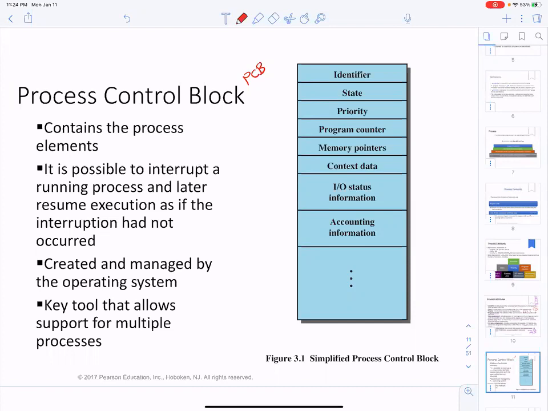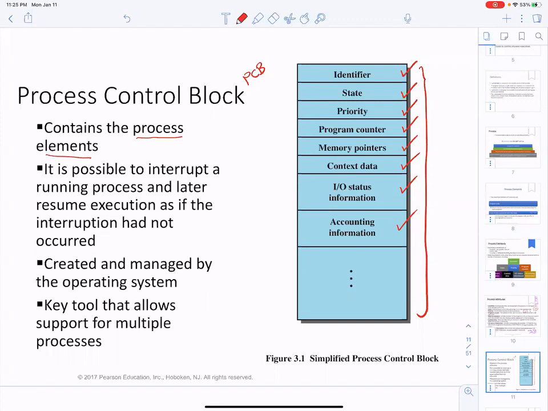So the process control block includes the identifier of a process, the state of the process, the priority level, the program counter, memory pointers, the context data in the processor registers, the input-output status information, as well as the accounting information. This is where we have all of the information needed about the process elements inside the process control block.